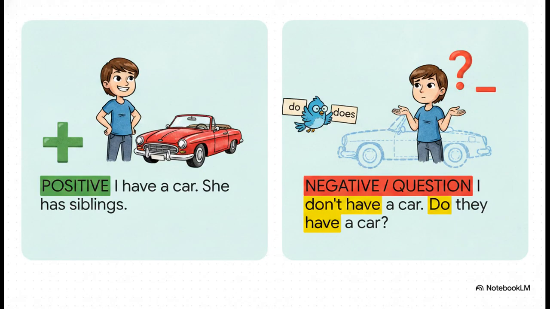Okay, so what happens when we want to make a negative sentence or ask a question? Easy. We just call in a little helper, the verb "do." So "I have a car" becomes "I don't have a car." Now pay close attention here. "She has siblings" becomes "she doesn't have siblings." The verb always switches back to "have." It's never "she doesn't has." That's a super common mistake, so watch out for it.